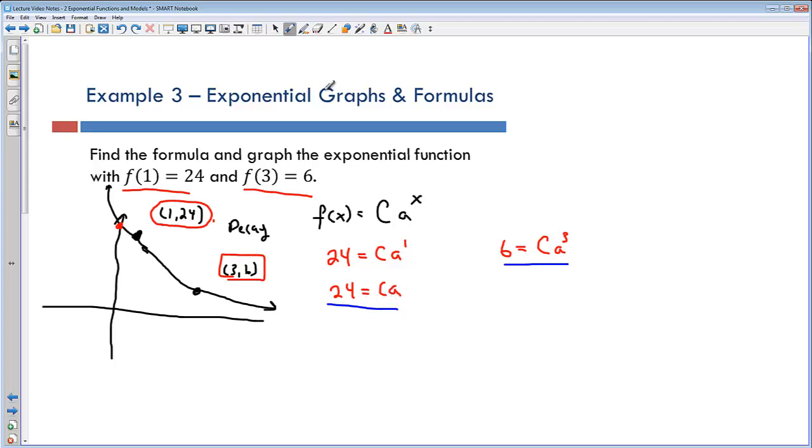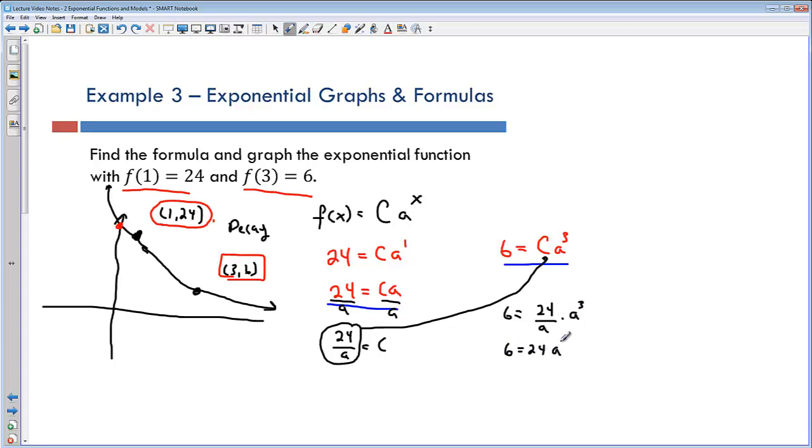So what I'm going to do is take this and divide out by a on both sides. And so basically, what do I have? I get 24 divided by a is equal to c. And now I can take this and plug it in right here for c. So this is going to be 6 equals 24 divided by a times a cubed. And so you have an a on top and an a on bottom, so they're going to cancel. So I'm going to get 6 equals 24 a squared. I'm trying to solve this for a now, so I'll divide out by the 24 on both sides.